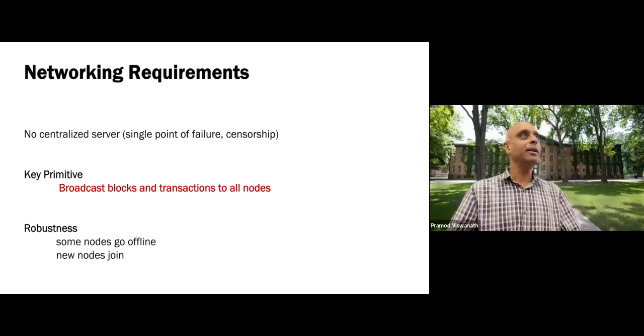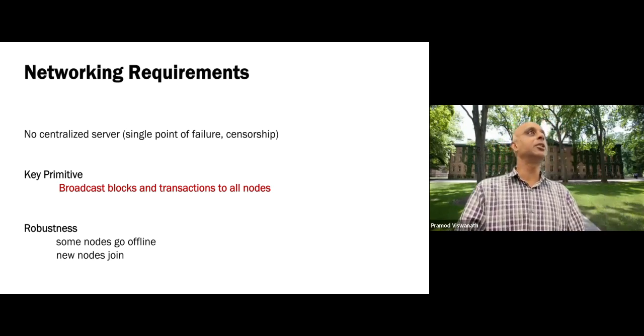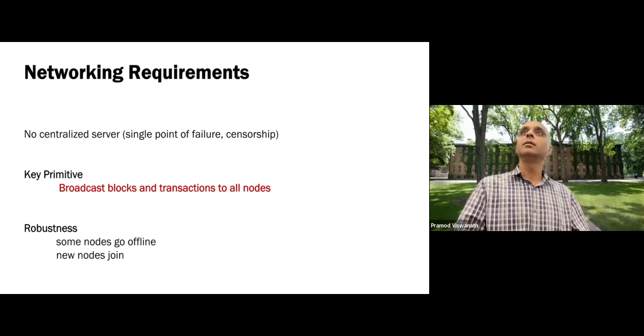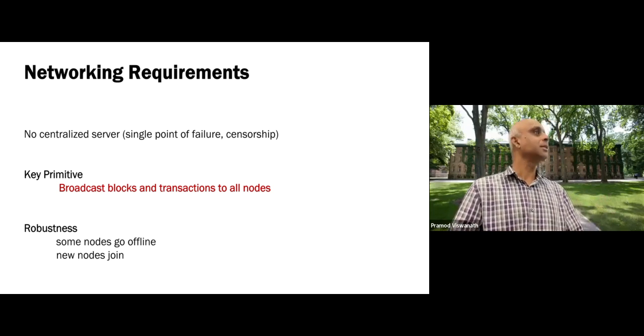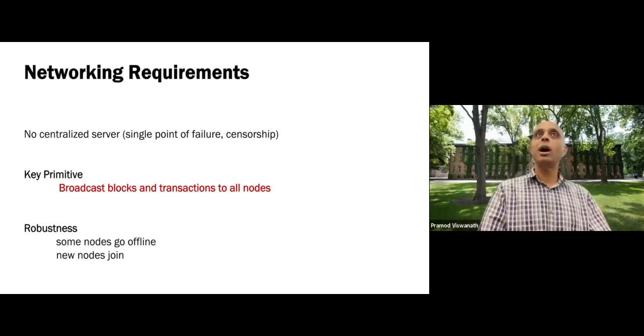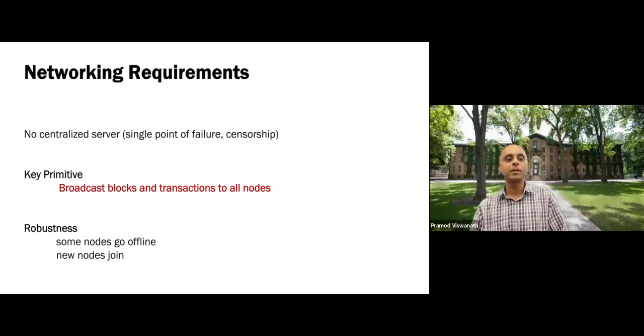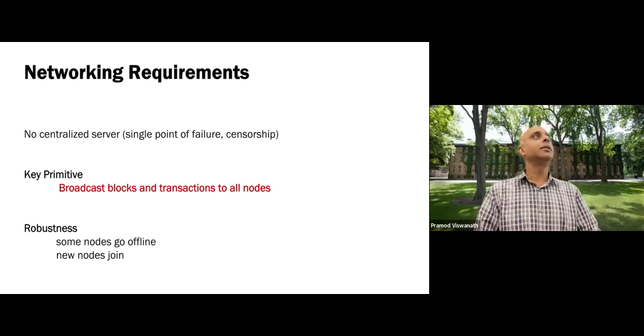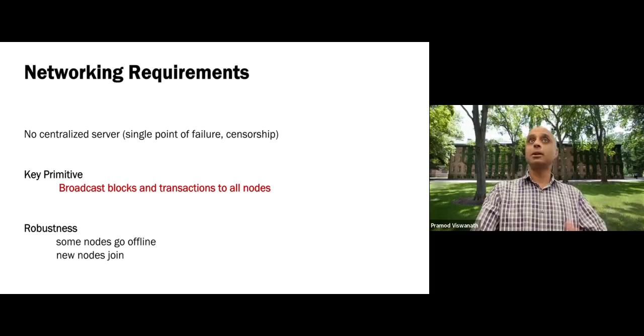So the primitive that we really want is the ability to enter and just broadcast. And broadcast, what do you broadcast? Typically, you broadcast transactions, you broadcast blocks. We got a feel for that last lecture. And everyone should be able to hear it. This is the robustness that you want. And the robustness that you really want is that people should be able to come and go.